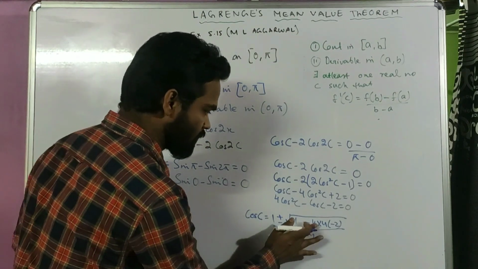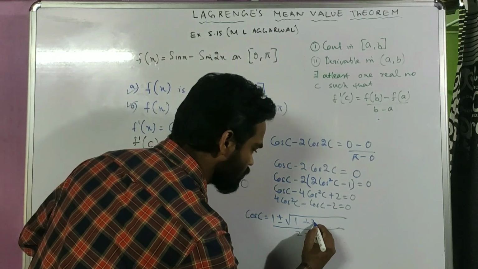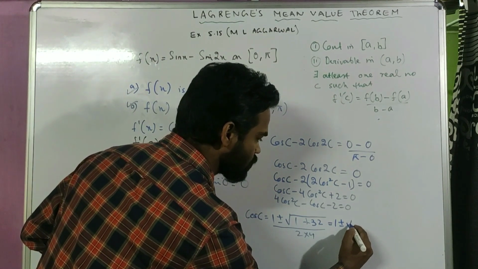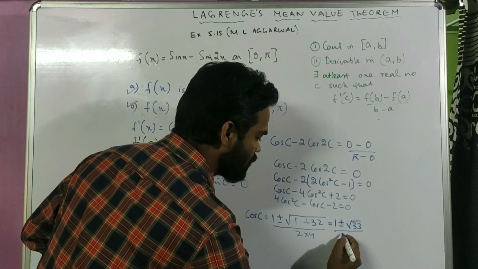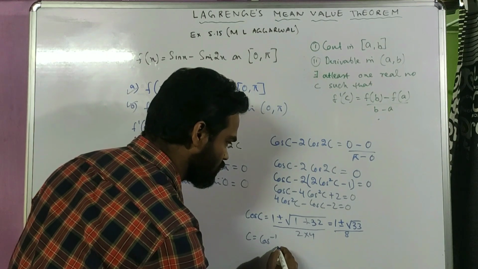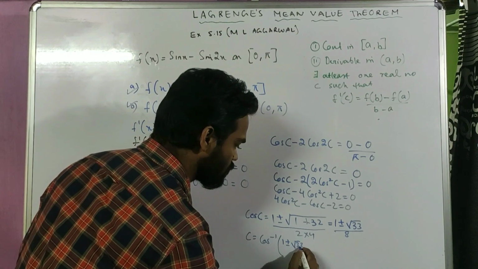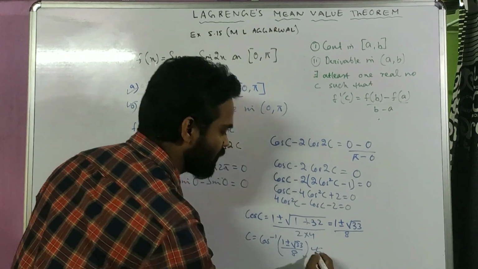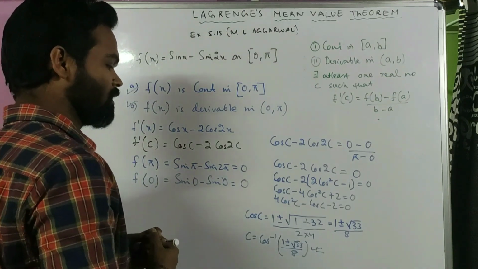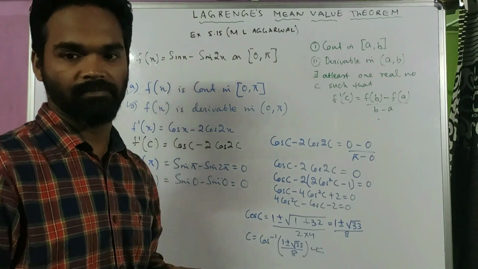Achha, this I can directly write as 4 4 is 16, 32. So plus 32, which means this becomes 1 plus minus root 33 by 8, which means c is what? Cos inverse 1 plus minus root 33 by 8, and that's my answer. So value of c is cos inverse bracket 1 plus minus root 33 by 8. Now we look at some other sums.